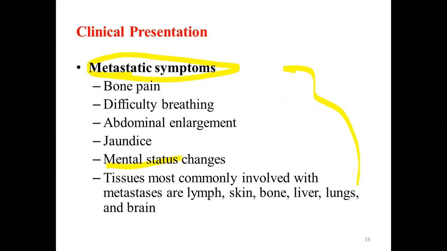So in breast cancer, the most common sites of metastasis are lymph nodes, skin, bone, liver, lung, and brain. By the way, it usually involves the nearby lymph nodes, including the lymph nodes around the axillary areas. Sometimes it can even involve the contralateral breast, that is, the other breast can be involved.